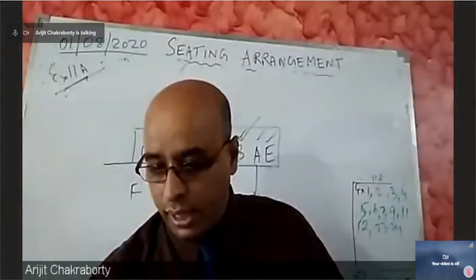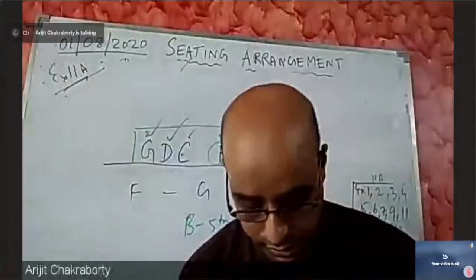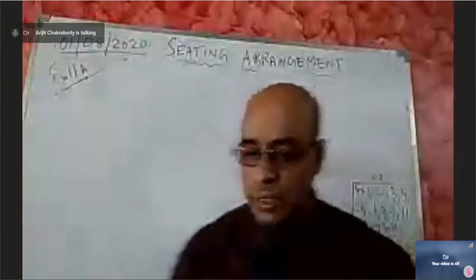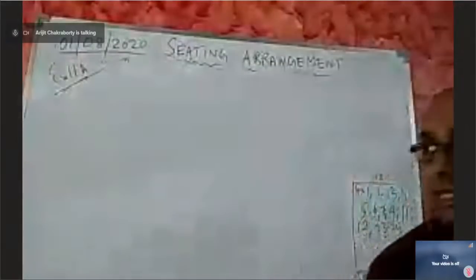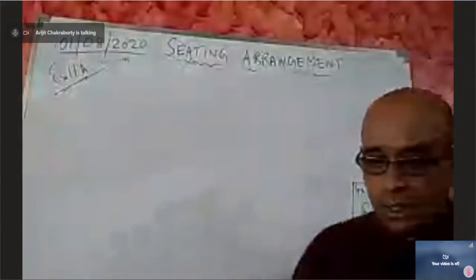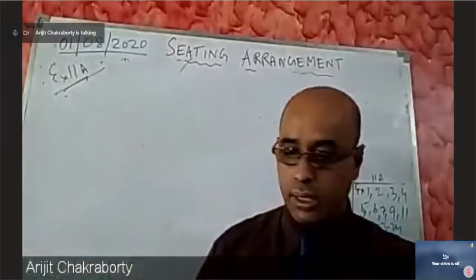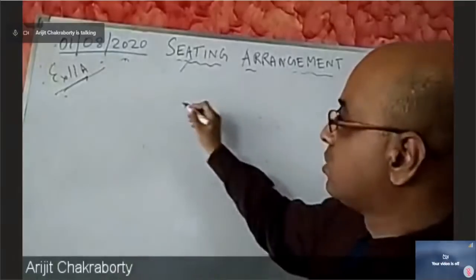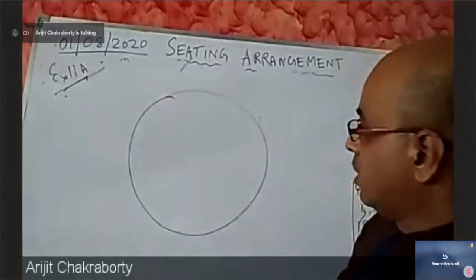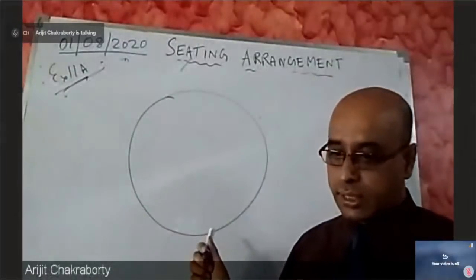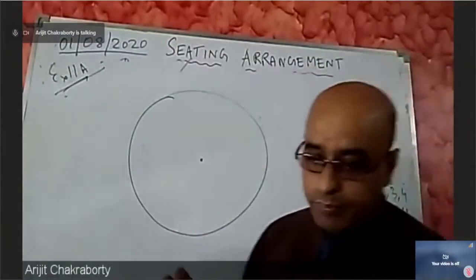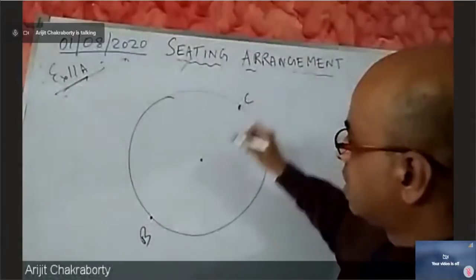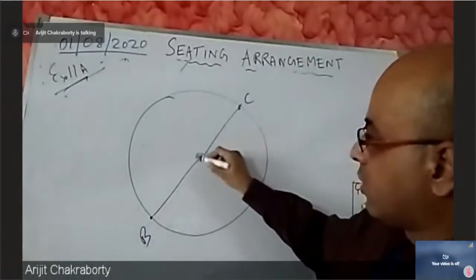So 23, 24 done. Now we take 28. Let's solve number 28. 4 girls A, B, C, D are sitting in a circle, so we have a circular arrangement. They are sitting around a circle facing the center, and B and C are in front of each other. So B is here and C is here. This is the center.